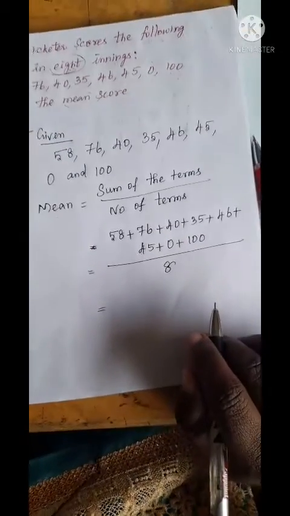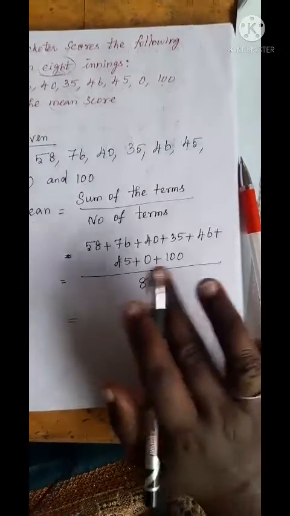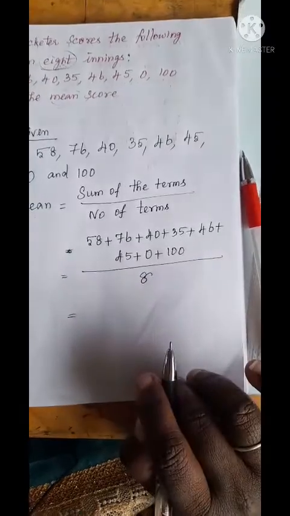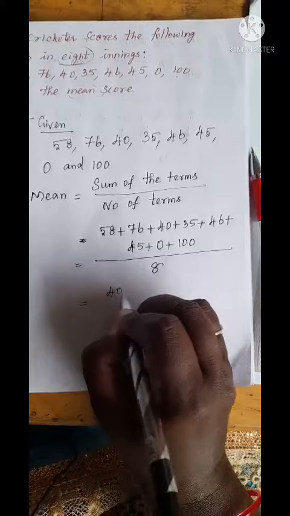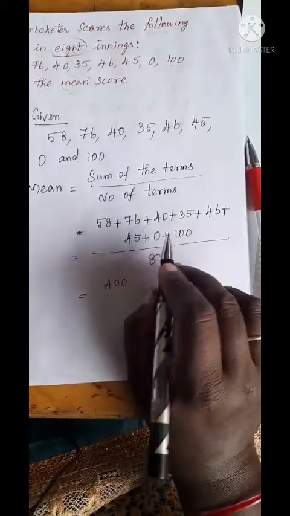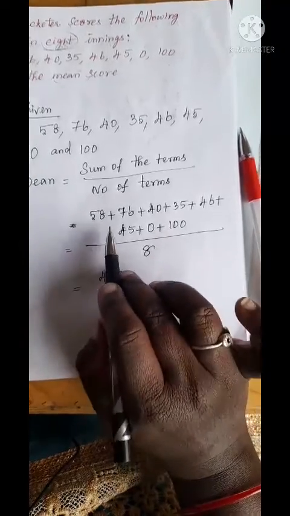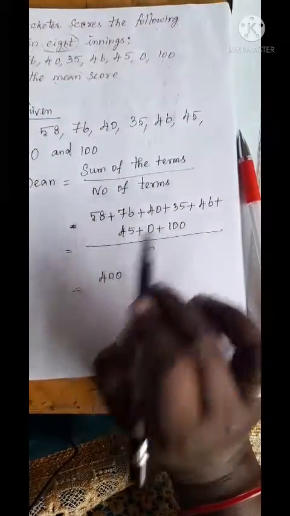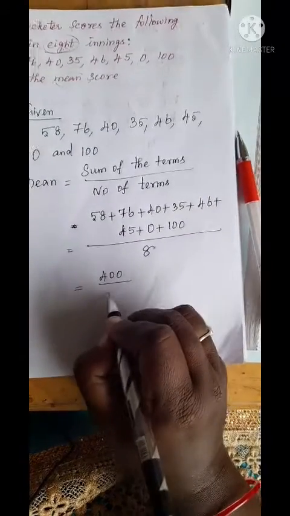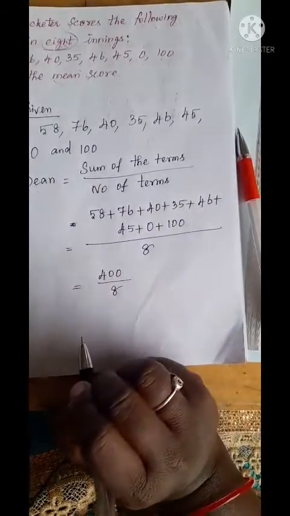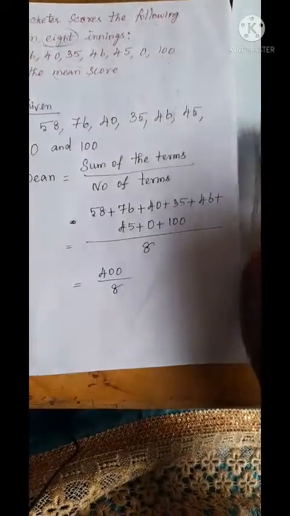When you are simplifying, doing the addition, you will get the answer as 400. You can check this in rough work, children. Do and check it. 400 you will get. 400 divided by 8.